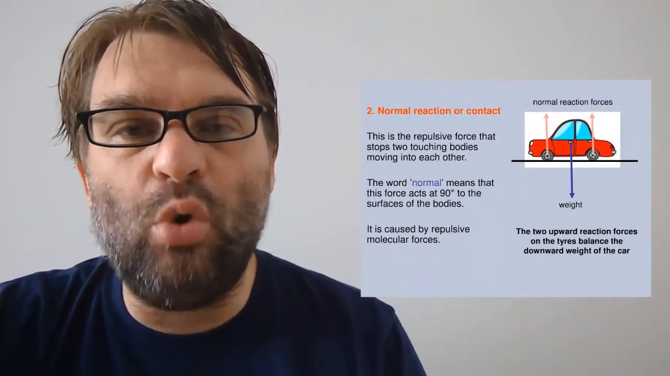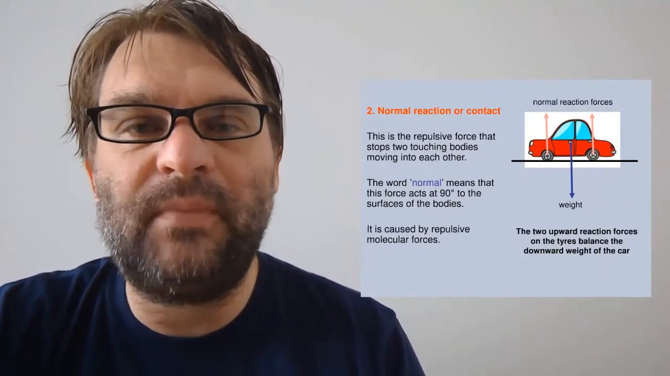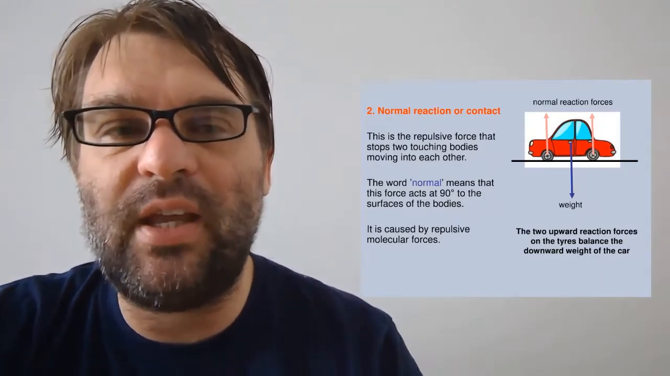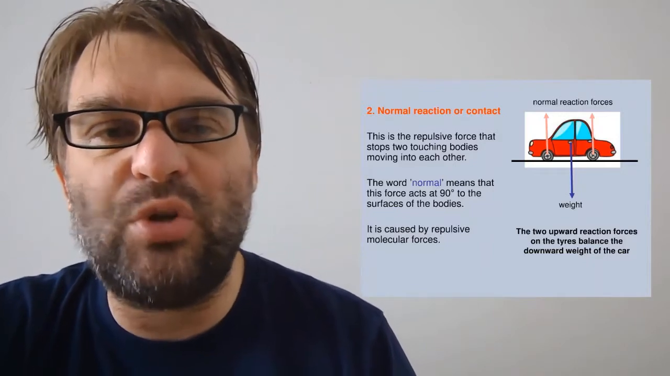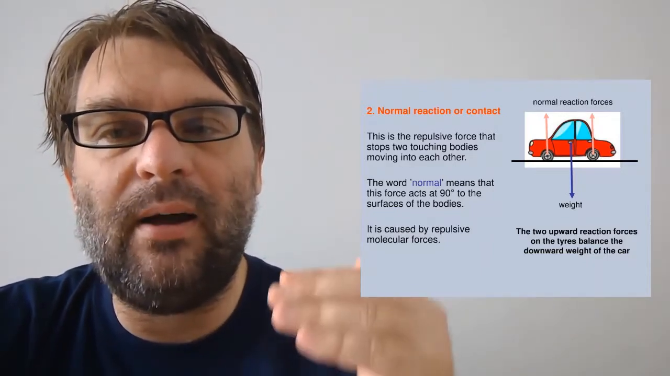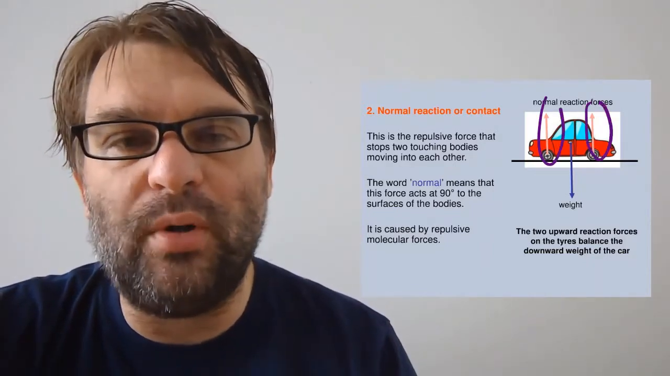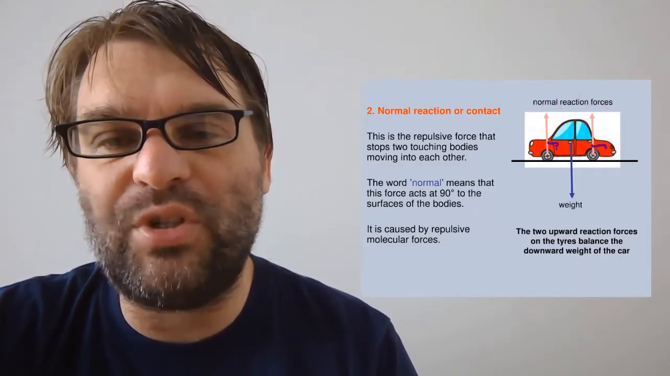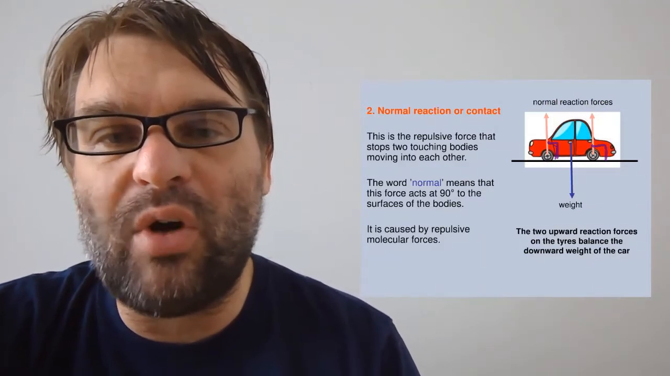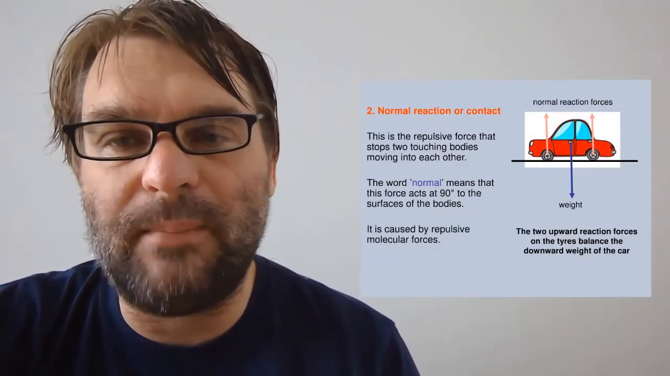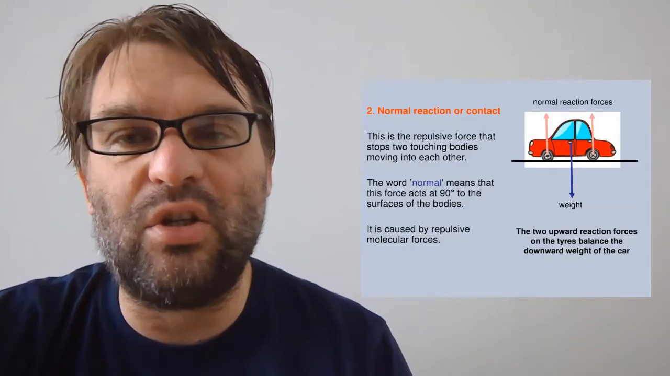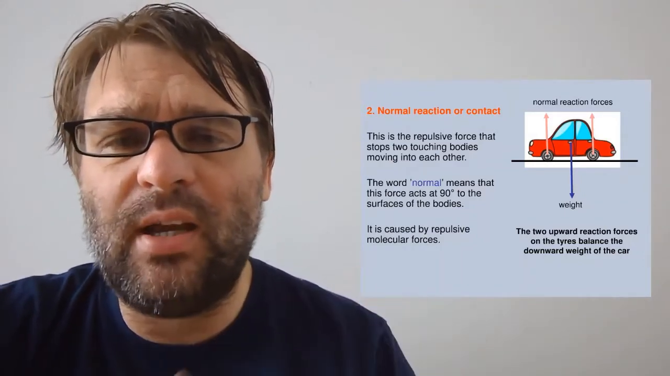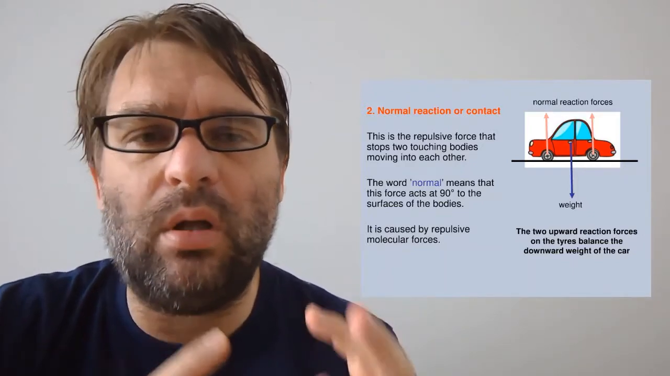The second is the normal or contact force, and this is a repulsive force which stops two bodies crashing into each other. So here we have an image of a car, so it's the force that's stopping the car touching the road. Okay, and the word normal is just normal because the force is at 90 degrees or at right angles to the surface of the bodies. Okay, so here the force is at 90 degrees to the surface of the road. And it's caused by the electronic repulsive forces between molecules.